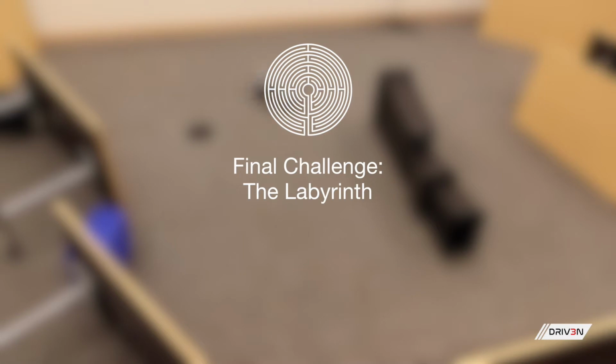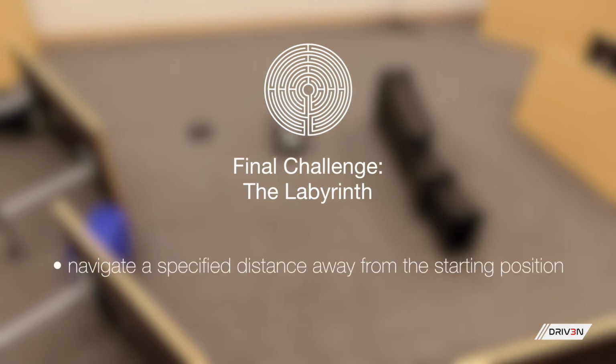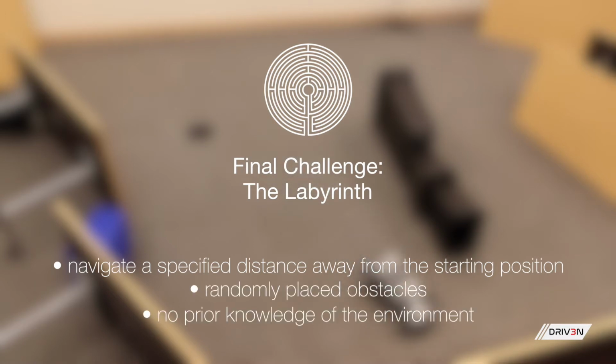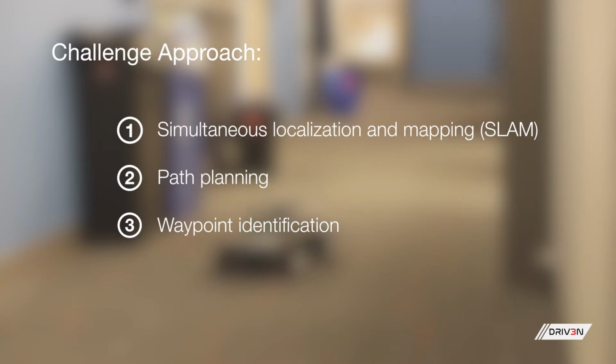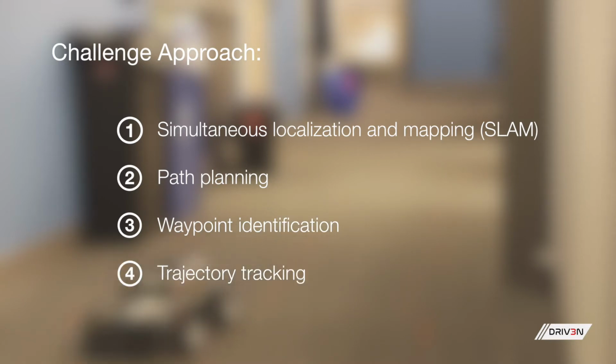The objective of this challenge was to navigate a specified distance away from the race car's initial position through a maze of randomly placed obstacles, with no prior knowledge of the environment, while avoiding collisions. We divided the task into 4 main objectives: simultaneous localization and mapping, or SLAM, path planning, waypoint identification, and trajectory tracking.